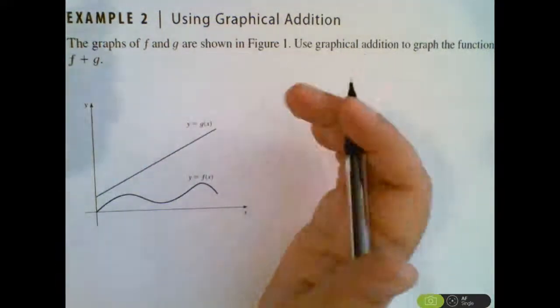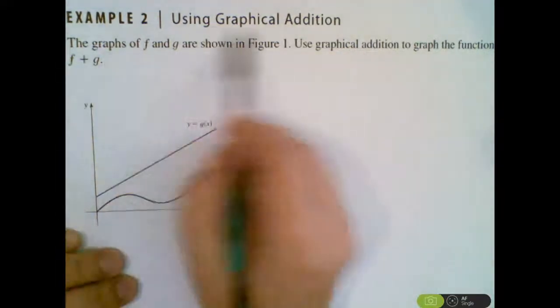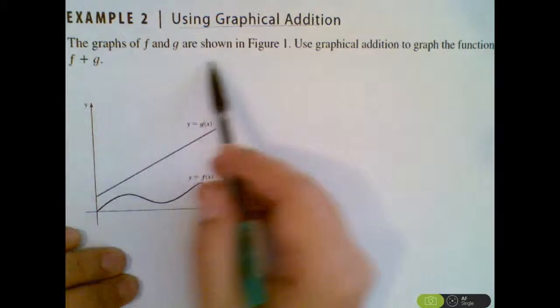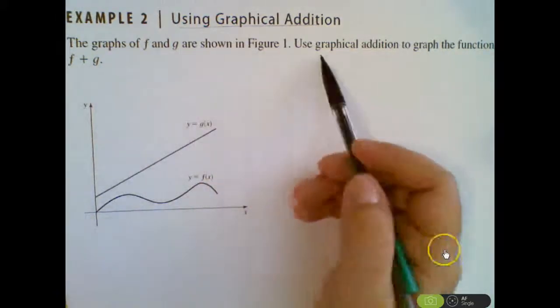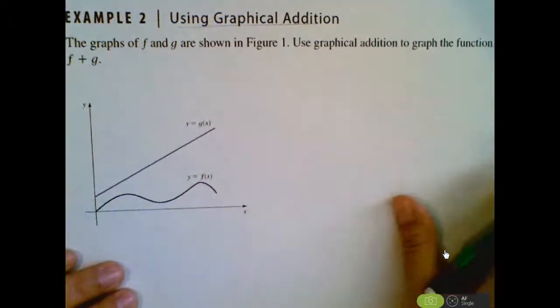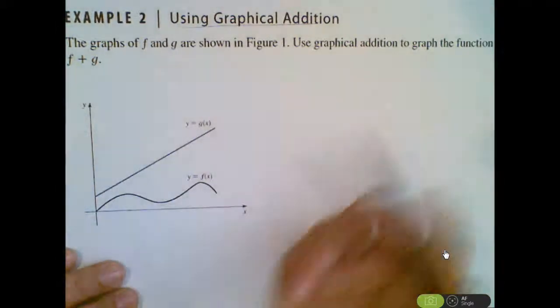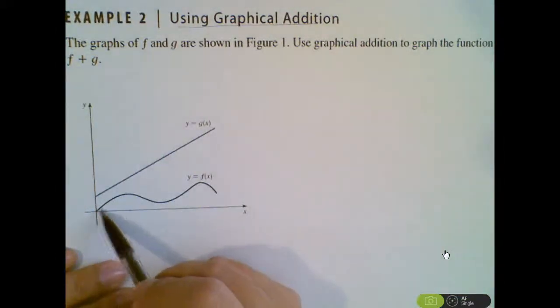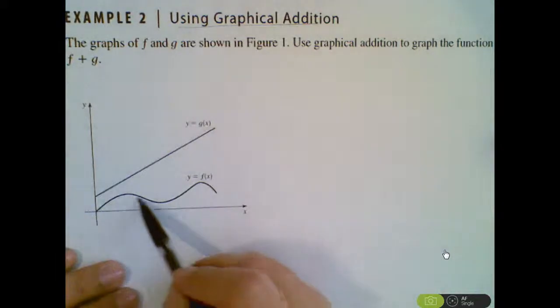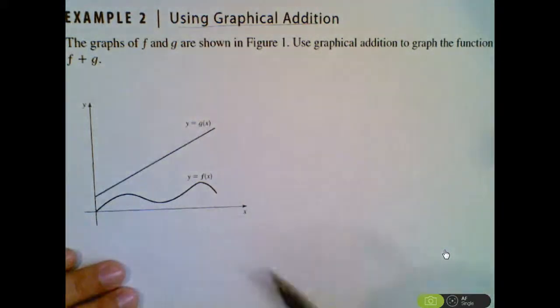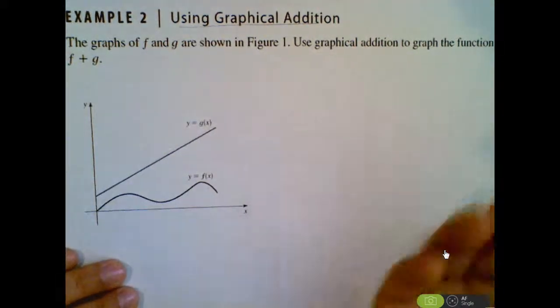After pausing, of course. It says, using graphical addition, the graphs of f and g are shown in figure 1. Use graphical addition to graph the function f plus g. So g is growing at a constant rate, and that's okay. And f, I noticed that it increases and then decreases and then increases and then decreases. And then f plus g, how would that look?